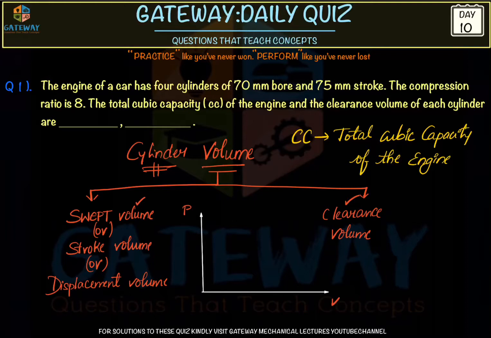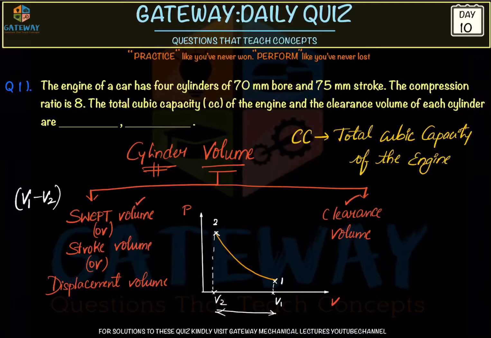On a PV diagram, the isentropic curve will be in this way, and this is the compression process, 1 to 2. Here, how do we represent the swept volume and the clearance volume? See here, this volume is V1, and this point is V2. The difference between V1 and V2 is called the swept volume. So it is V1 minus V2. V1 minus V2 is called the swept volume, and the clearance volume is V2.